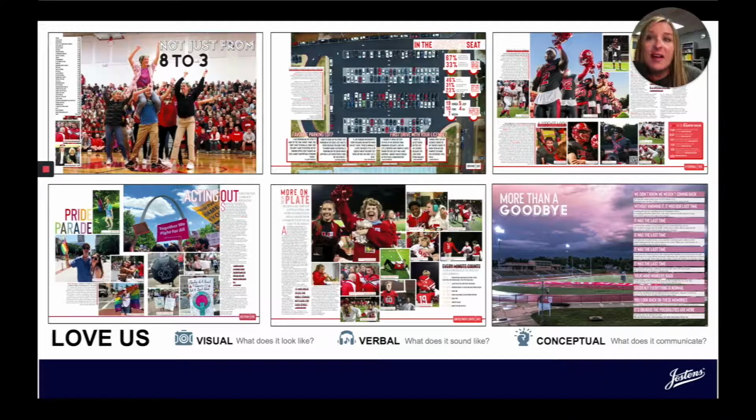The We Love Us theme type is focused on people, so you have to start really digging into stories and individuals and capture those with the photos in the book, as you can see here. They really took the time to celebrate individuals at this school.